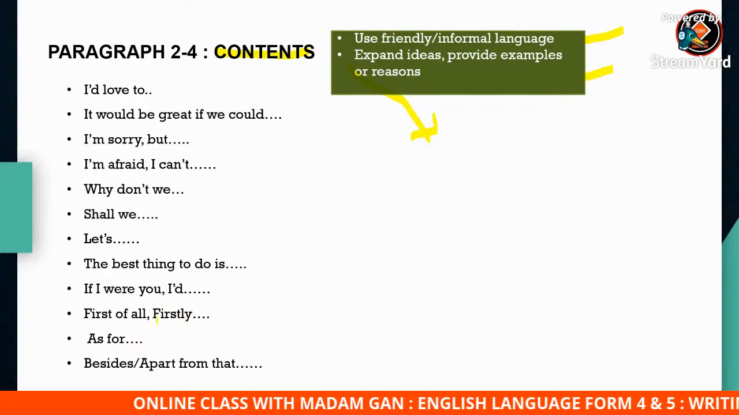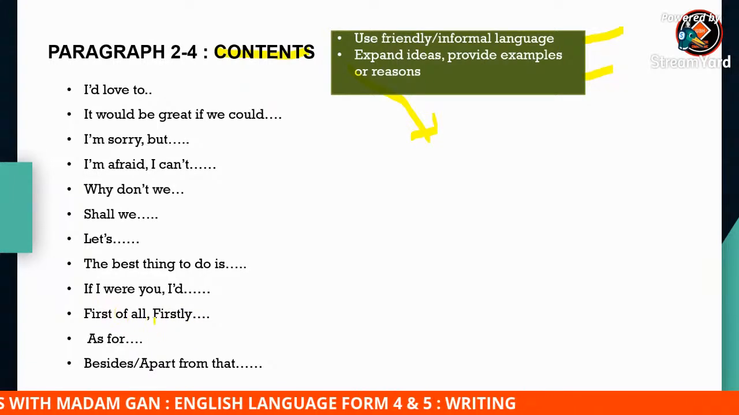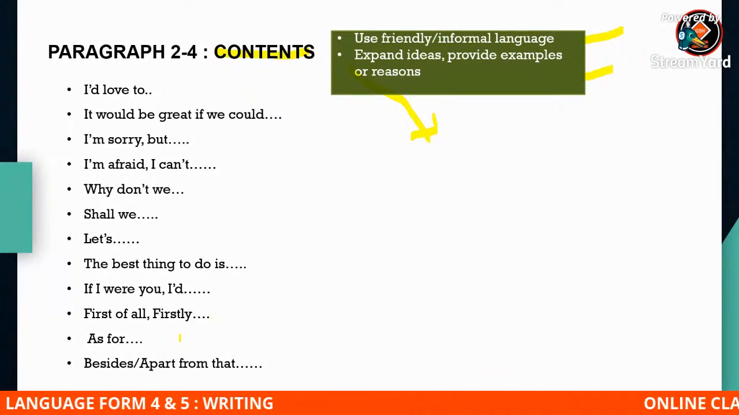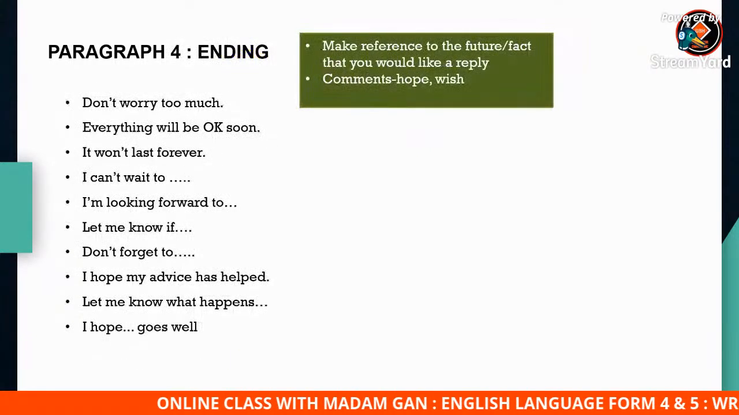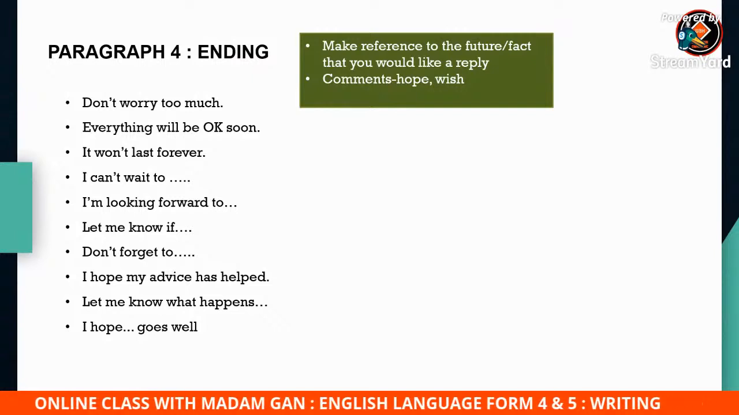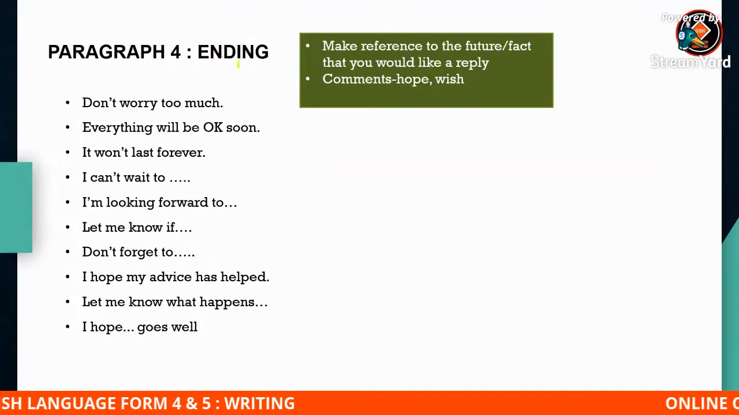First of all, remember to use the connectors, the sequence connectors, and so on. First of all, firstly, first, as for, and use all the conjunctions and connectors. Besides, apart from that. Okay. Next, the ending. Any questions so far? No questions. Okay. Ending. So how to write the ending?